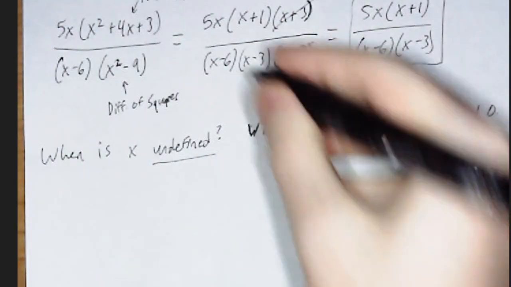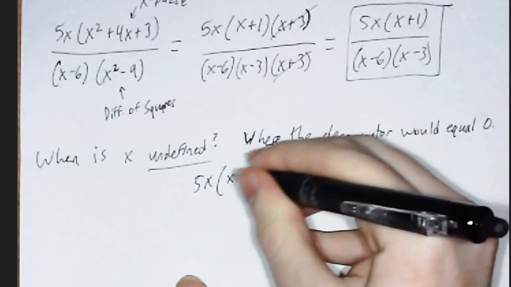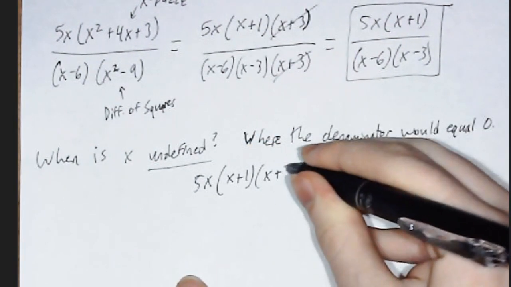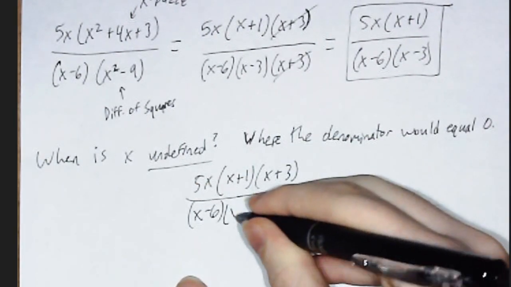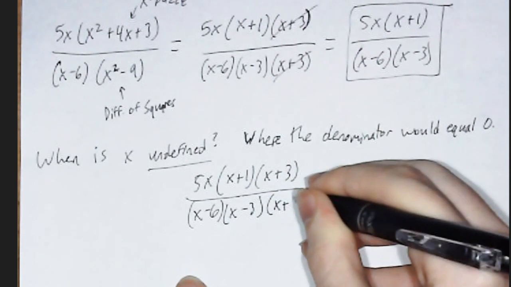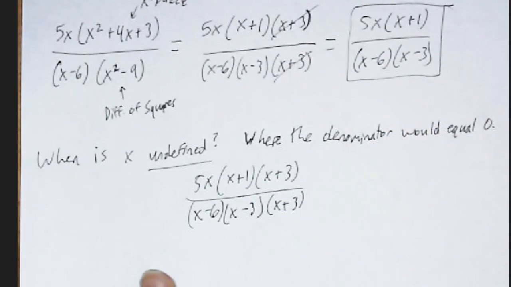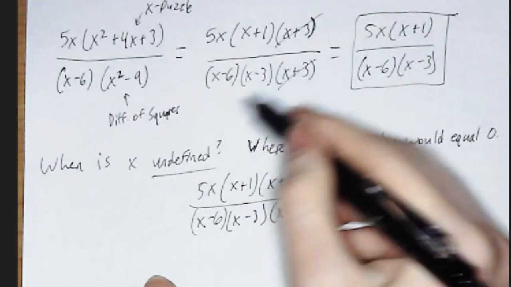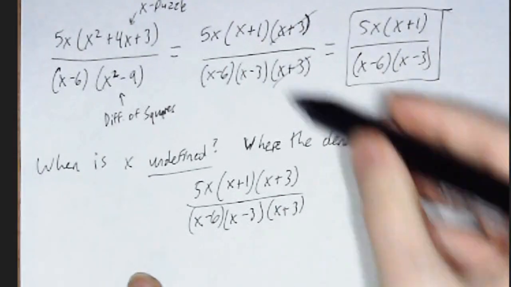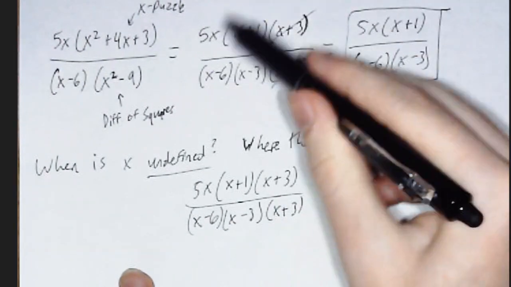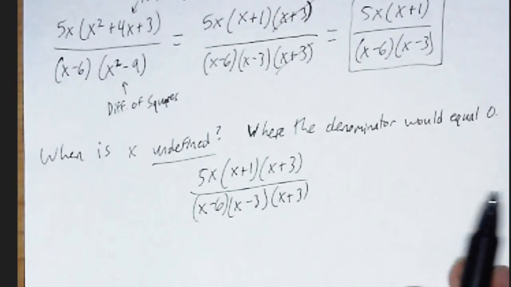So, for example, let's take our example from above. We have 5x times x plus 1 times x plus 3 over x minus 6, x minus 3, x plus 3. Now notice that I'm using this part and not this part. That's very important, because this is just a factorization of the original problem. This part is after simplification. So you need to look at the original problem in order to figure out where x is undefined.